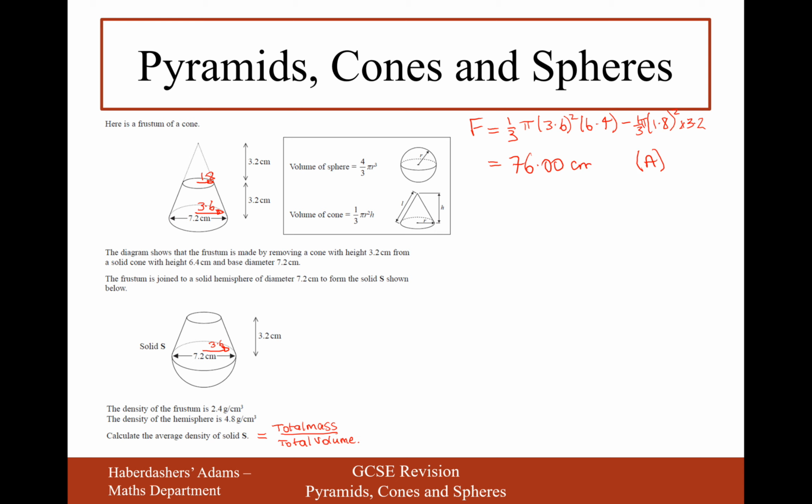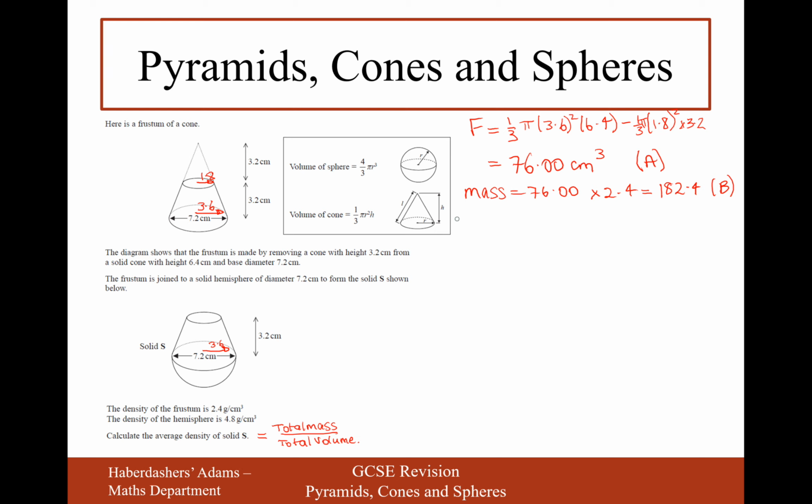This is centimeters cubed. Now the mass of this thing here is going to be 76.00 times the mass of the frustum, which is 2.4. So times 2.4 equals 182.4. I think that might be a helpful value later, so I'll store that as B.